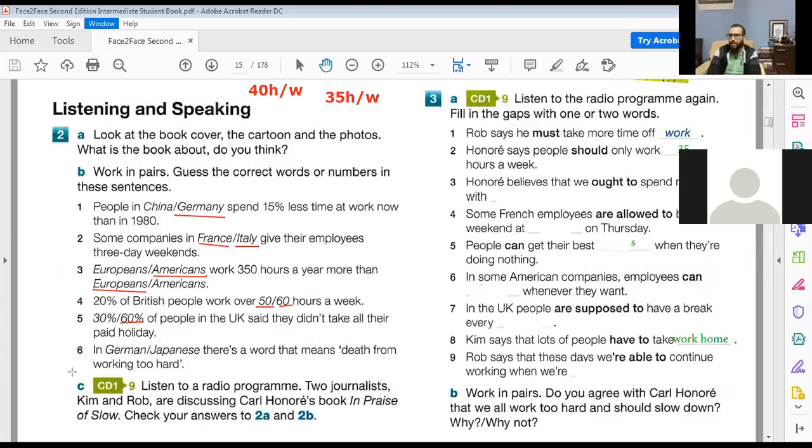In German or Japanese, there's a word that means death from working too hard. In which language do you think they have this word? Maybe Japanese. Maybe in Japanese, they have a word that means death from working too hard. Is that what you think? Japanese. What does this mean, death from working too hard? It means in the German language or the Japanese language, they have one word which gives this meaning.